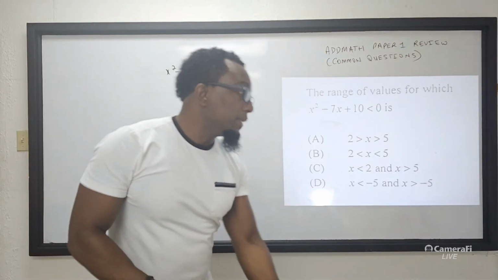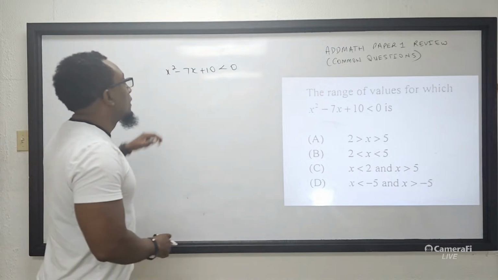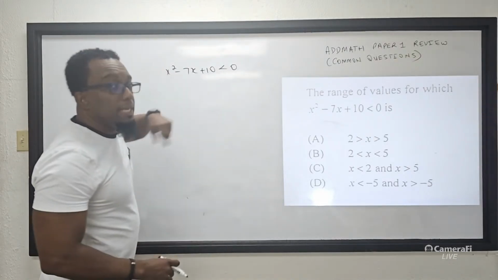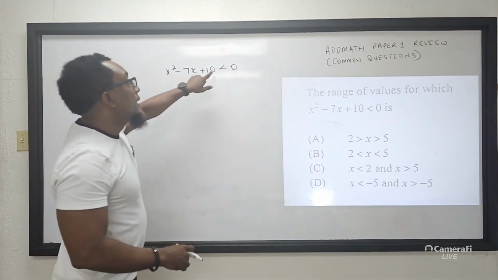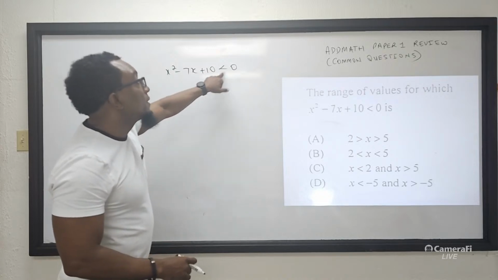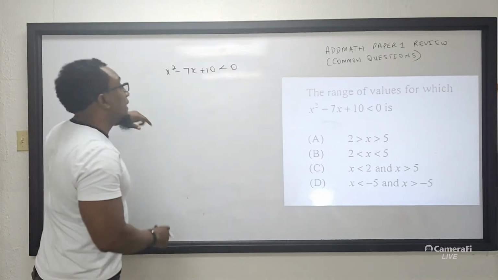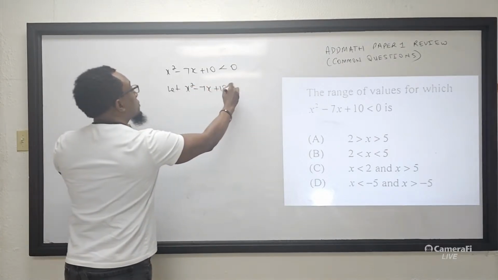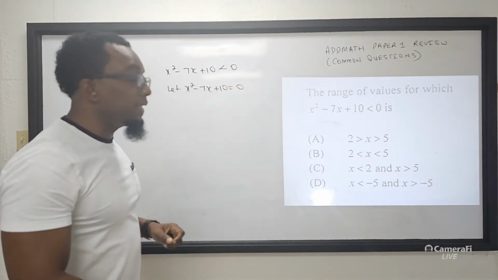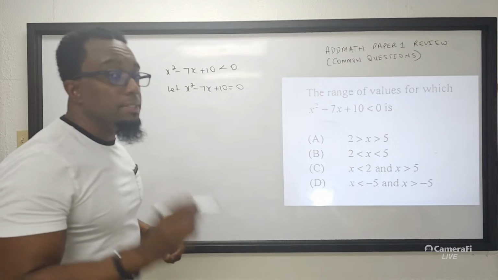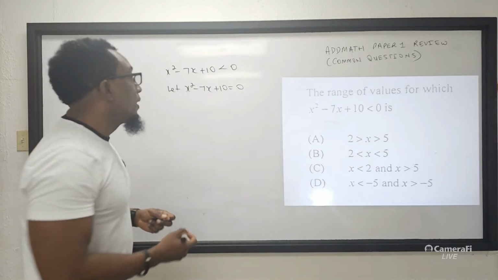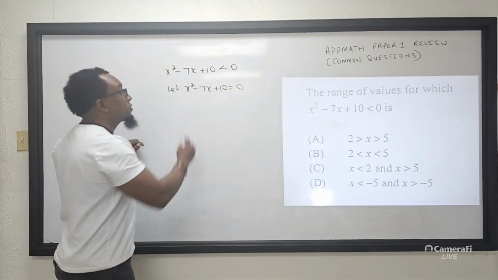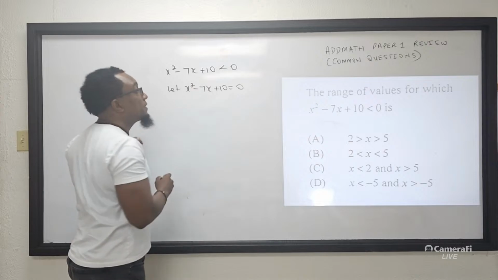So to solve the quadratic inequality, we have an inequality symbol. This is a quadratic expression. Of course, quadratic expression, inequality symbol, 0 makes it a quadratic inequality. So we let x squared minus 7x plus 10 equal to 0. We're solving a quadratic equation first to help us to find the roots. So in solving this quadratic equation, we're going to factorize this expression.